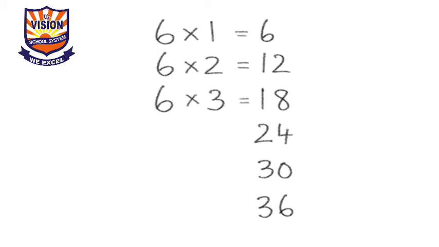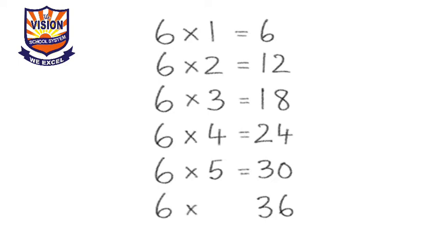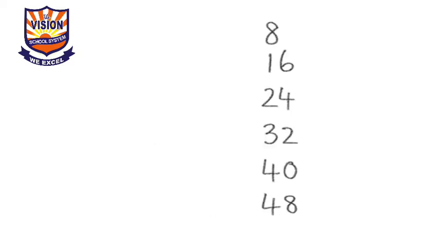And the same method will be applied with the remaining numbers. We read the table of 6 till 4, the answer will be 24. Till 5, the answer will be 30. And till 6, the answer will be 36. This means that the product of any number is called multiples. Let me give you one more example.